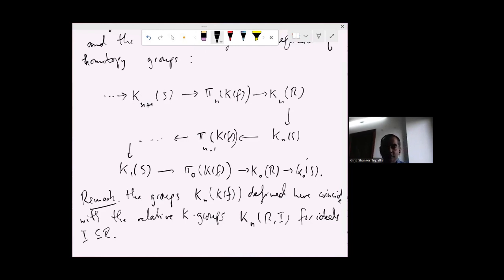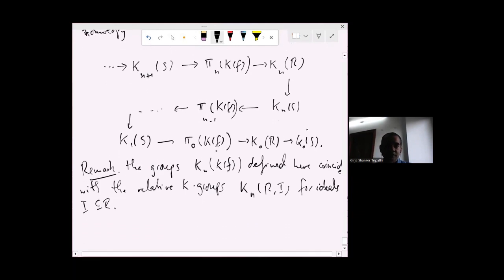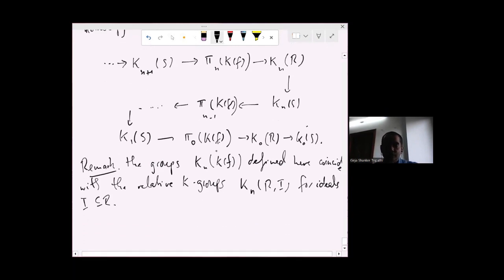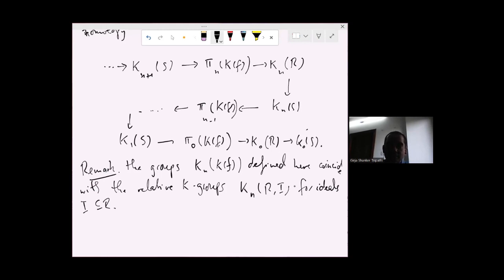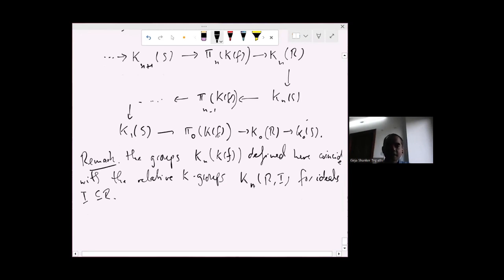And this, for RNS it is Kn, and for KF it is pi n. And pi n of KF is defined to be that relative K group of R comma I. So you must have defined all those K0, K1, K2. Yeah, K0, K1, K2. So this will agree here.